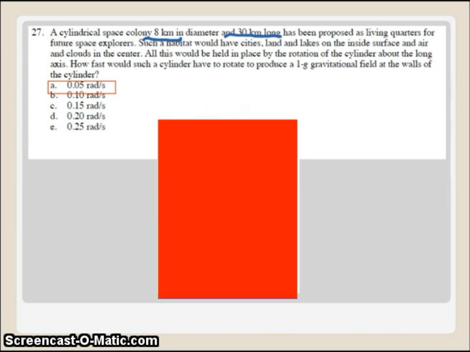How fast will such a cylinder have to rotate to produce a 1g gravitational field at the walls of the cylinder? Keep in mind that we already have the answer circled, but you need to keep in mind that the units are radians per second. So it's asking for that in terms of angular velocity, so you're looking for omega. Now it's giving you your radius, and that's what you care about, and it's 4 kilometers.